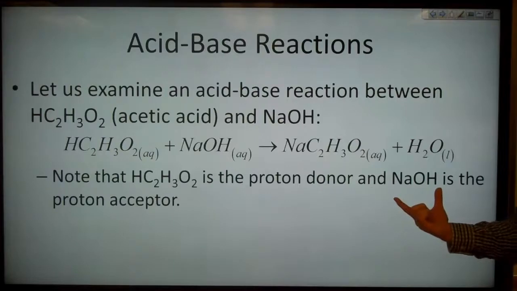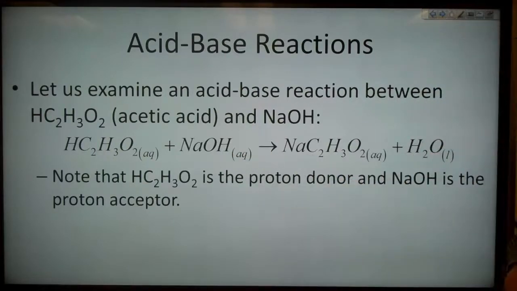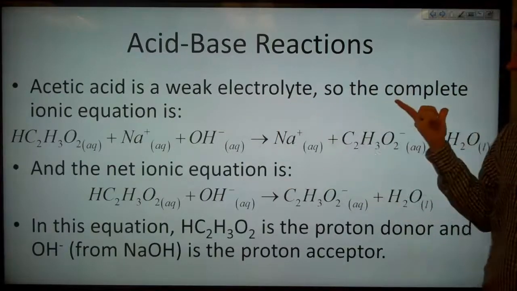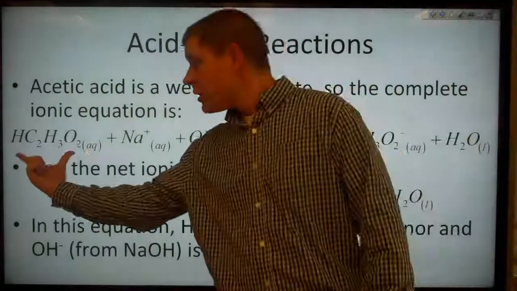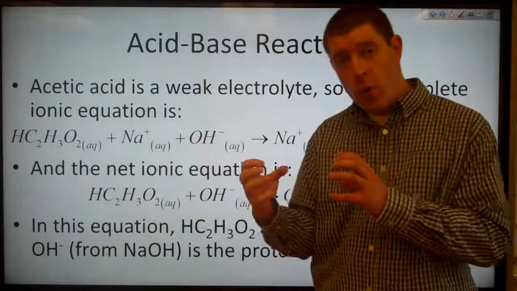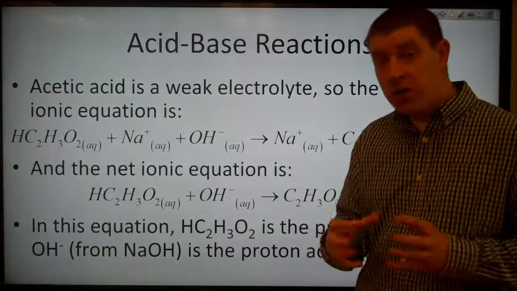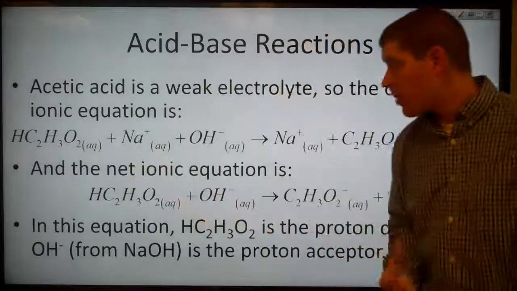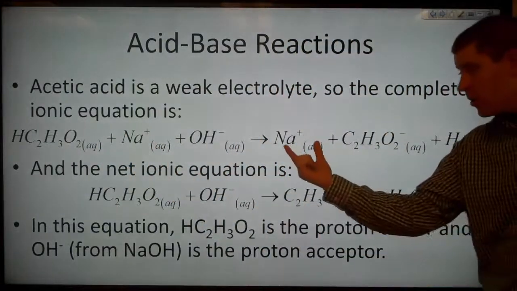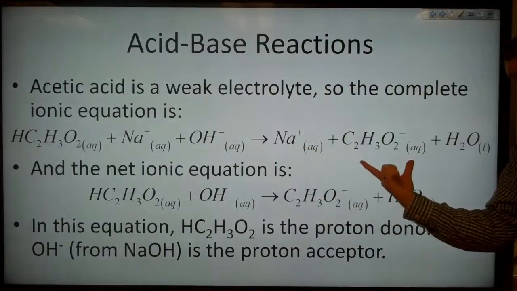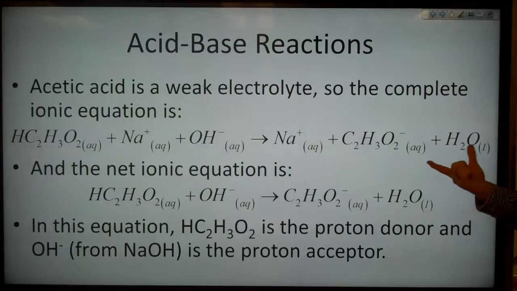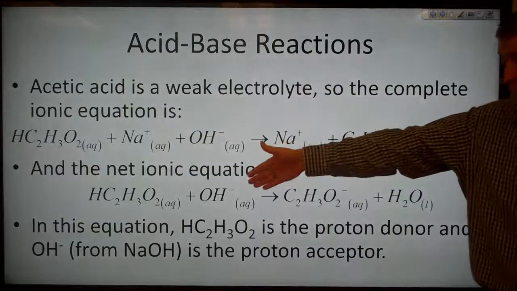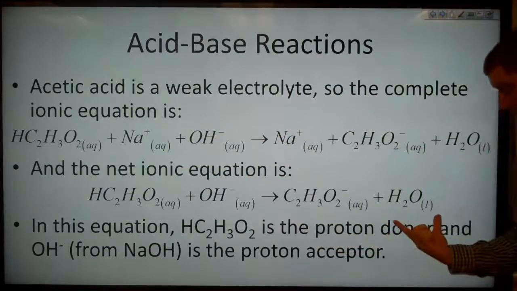And the sodium hydroxide is the proton acceptor, and thus the sodium hydroxide is our base again. So acetic acid is a weak electrolyte, so the complete ionic equation looks like this. In this case, most of the acetic acid remains undissociated, it remains together in the molecular form. So we have acetic acid plus sodium ions plus hydroxide ions yield sodium ions plus acetate ions plus water. And that means that now our net ionic equation is the acetic acid in molecular form plus hydroxide ions yield the acetate ion plus water.